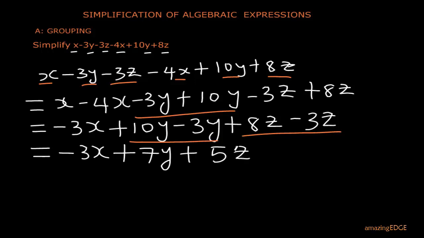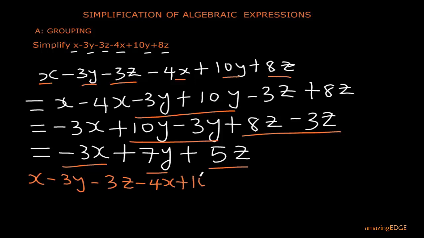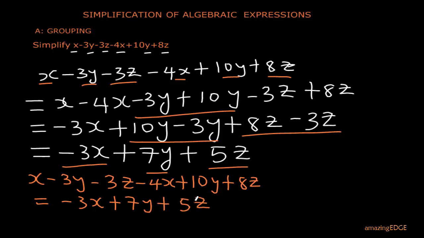So looking at this now, we have only one x here, only one y here, only one z here. So there is no other grouping that will be possible. So we cannot move further. So our simplification will end at this point. So that we can now confidently write that x minus 3y minus 3z minus 4x plus 10y plus 8z is now equals to minus 3x plus 7y plus 5z. And that's what we have. And we have grouped and simplified this expression.